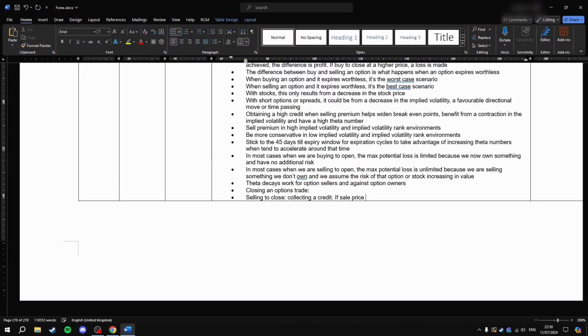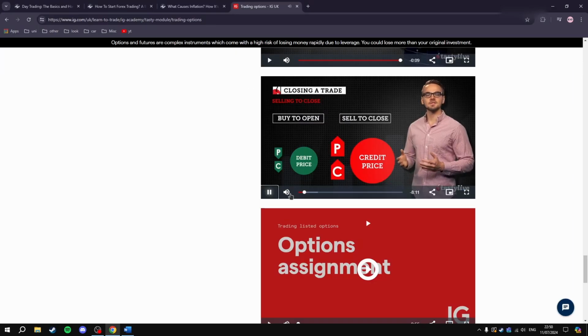If the sale price is higher than the initial payment, a profit is made. The most important thing to remember here is that when we're closing an option contract, we have to sell the exact same strike and expiration to close the trade.